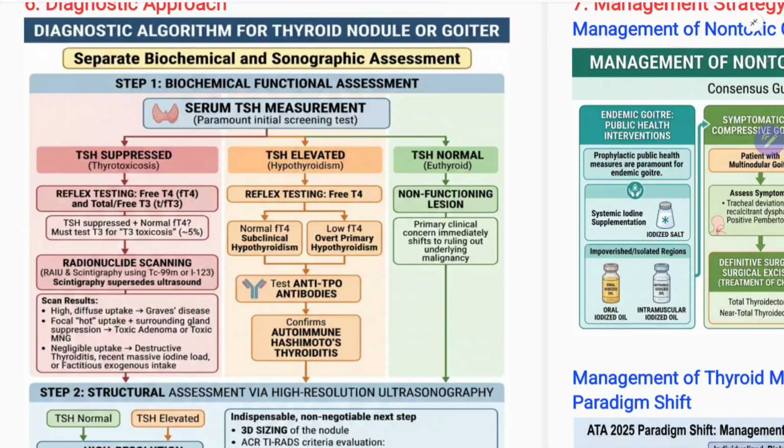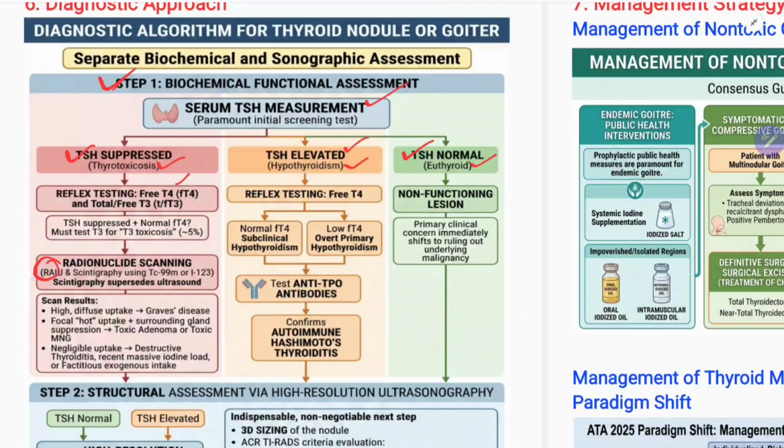So the diagnostic algorithm for thyroid nodule or Goitre: separate biochemical and sonographic assessment. Step one is biochemical functional assessment. Measure serum TSH, the initial screening test. If TSH is suppressed, it is thyrotoxicosis. If TSH is elevated, it is hypothyroidism. If TSH is normal, this is euthyroid. Now, if free T4 and total or free T3 is increased, then it is thyrotoxicosis.